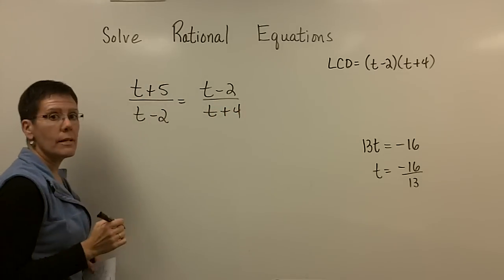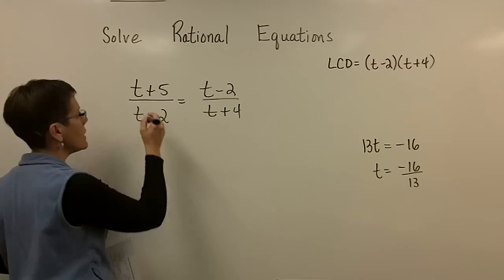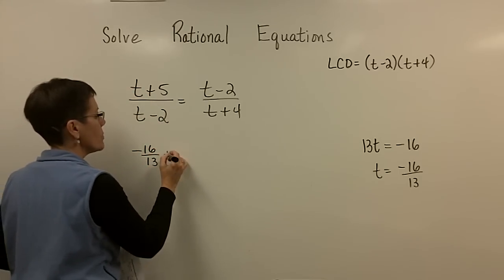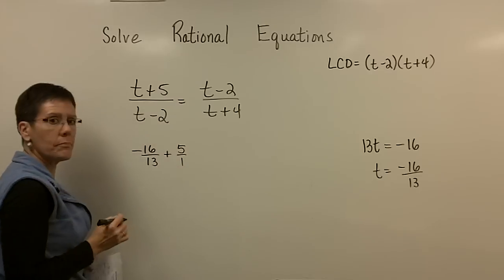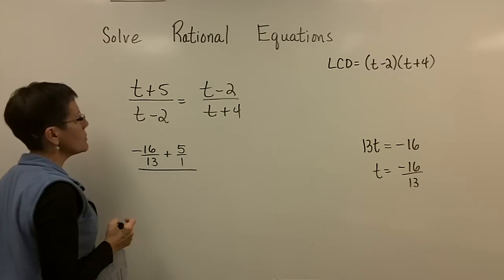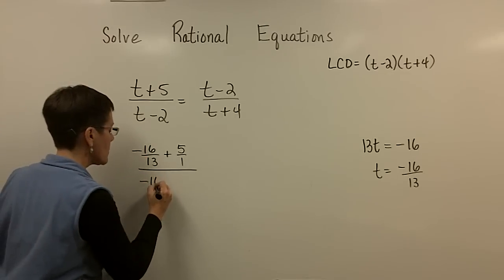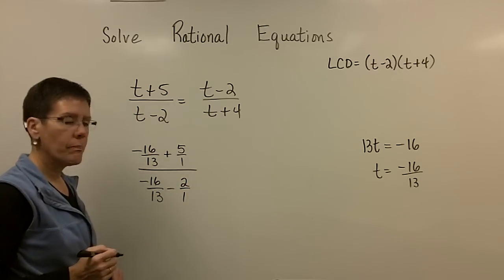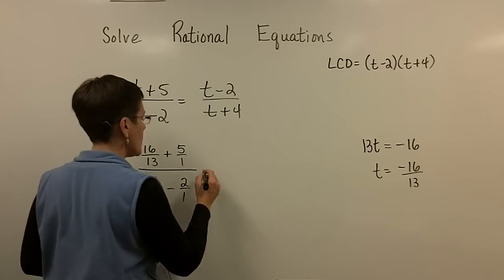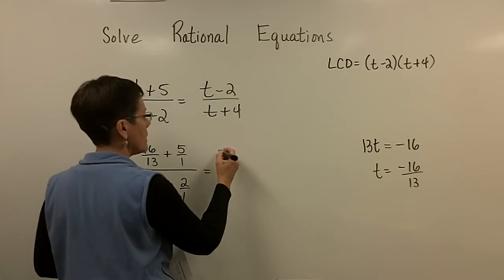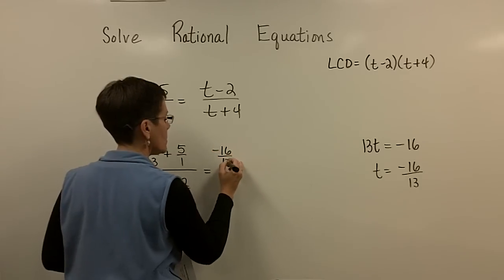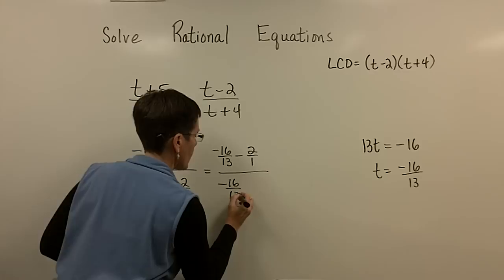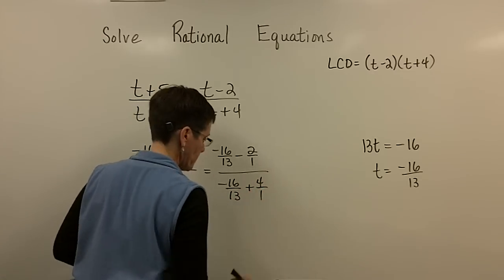So everywhere I see t, I need to put in a negative 16 over 13. So right there, a negative 16 over 13 plus 5. I'm going to write that as 5 over 1 so that I can get ready to add those fractions. And right here, a negative 16 over 13 minus 2, and I'm going to write that as 2 over 1. Let's write here a negative 16 over 13 minus the 2 over 1, and a negative 16 over 13 plus the 4.